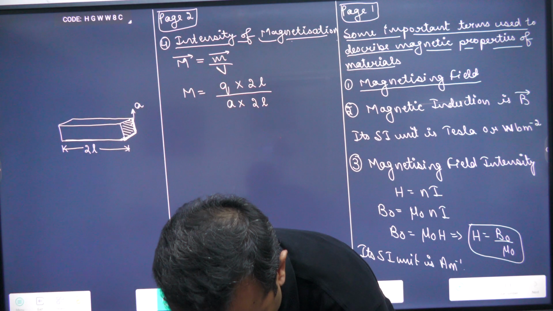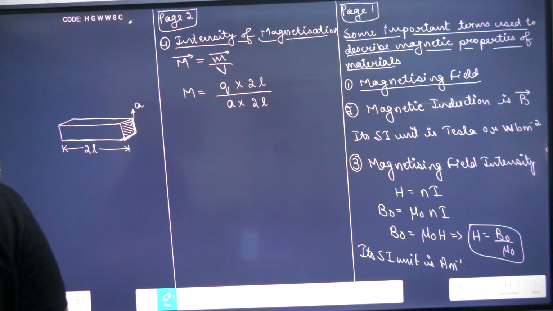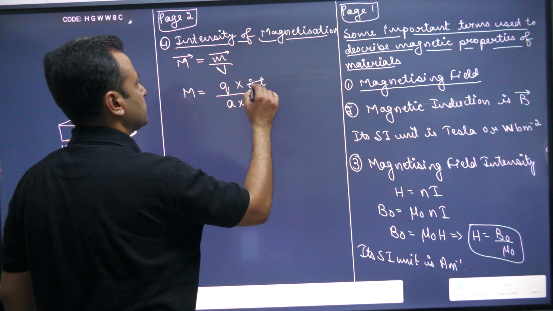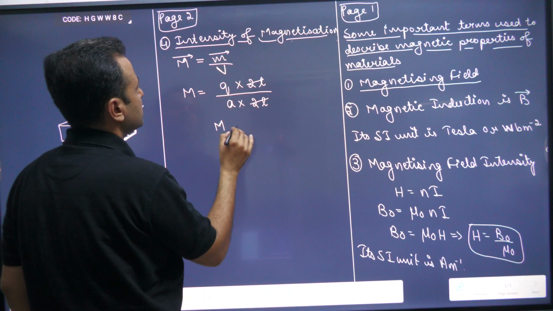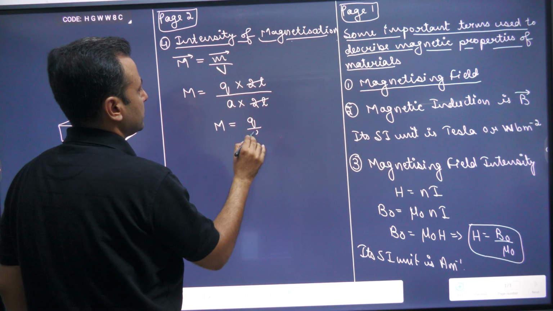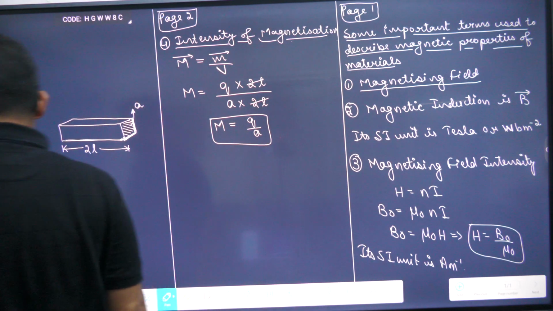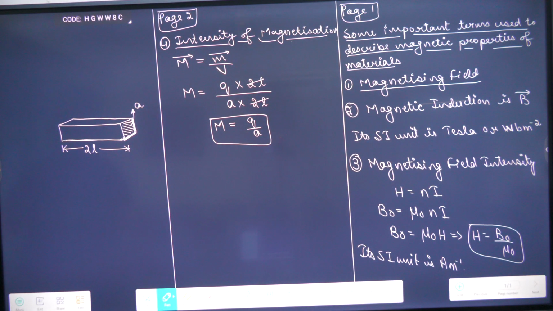Is this clear? Yes, sir. Okay. So from here we can cancel 2L by this 2L. So intensity of magnetization is Q upon A, means charge per unit area of cross section.